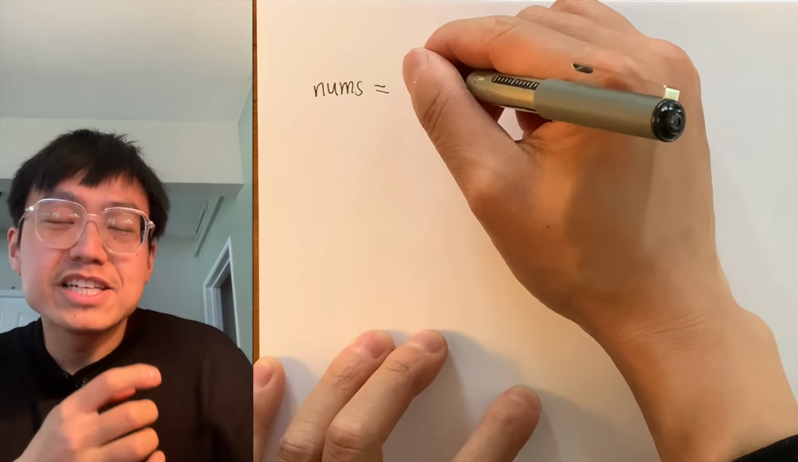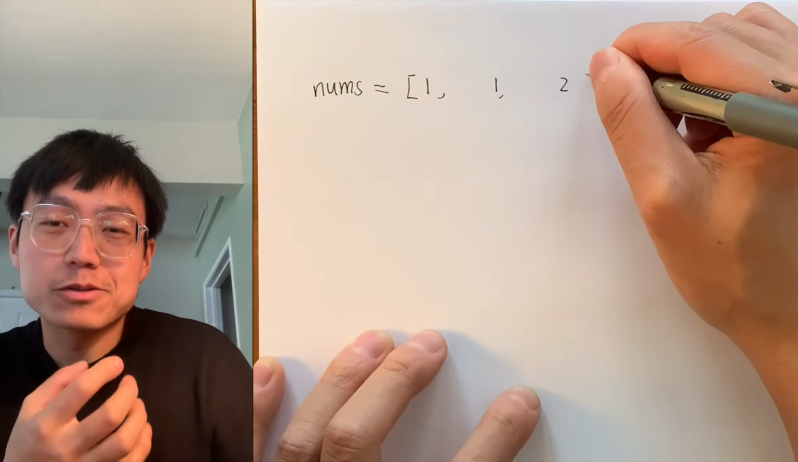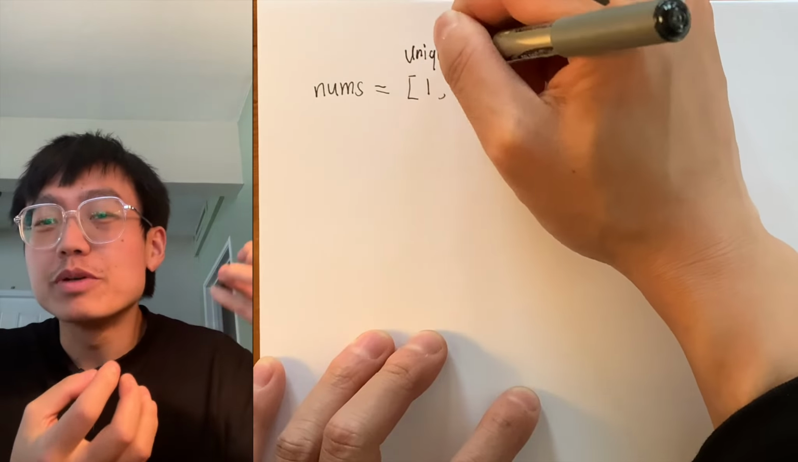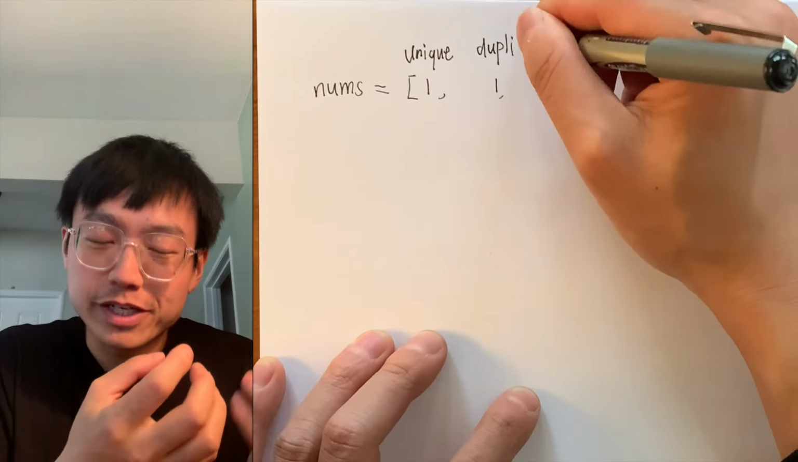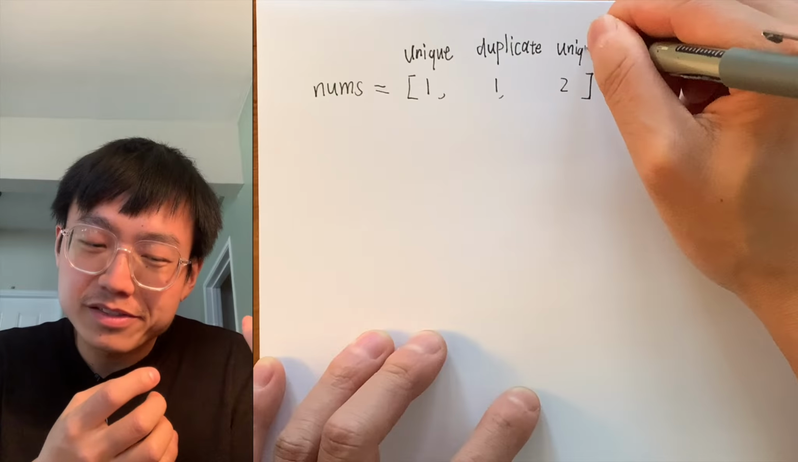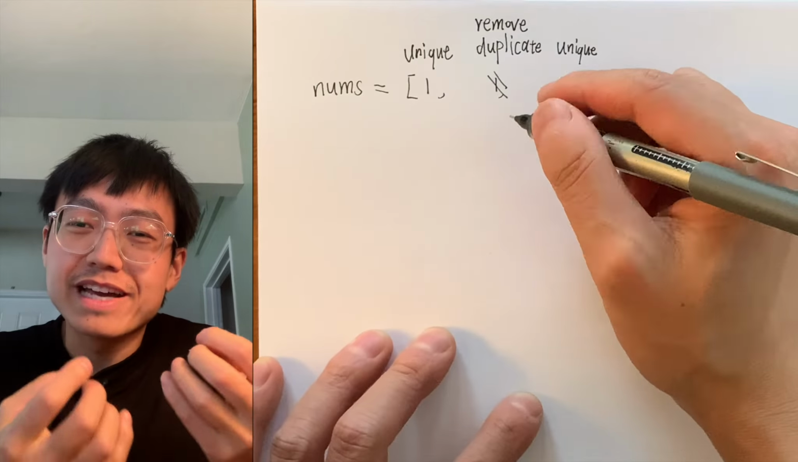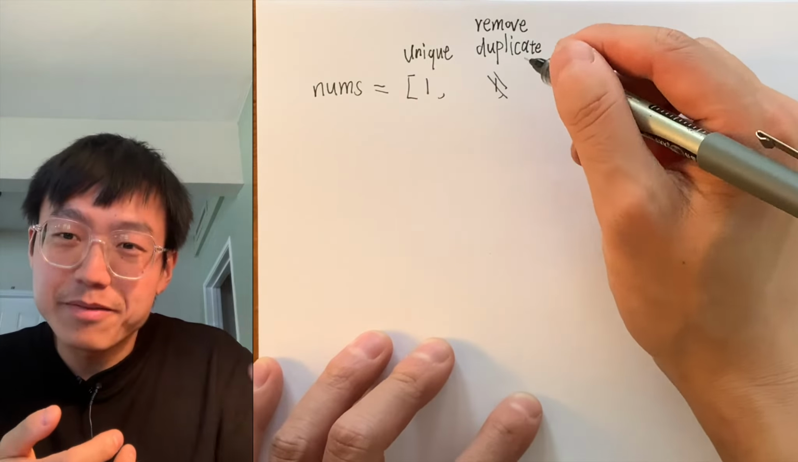We are given an integer array nums, sorted in non-decreasing order. We have to remove the duplicates in place, such that each unique element appears only once. The relative order of the elements should be kept the same.